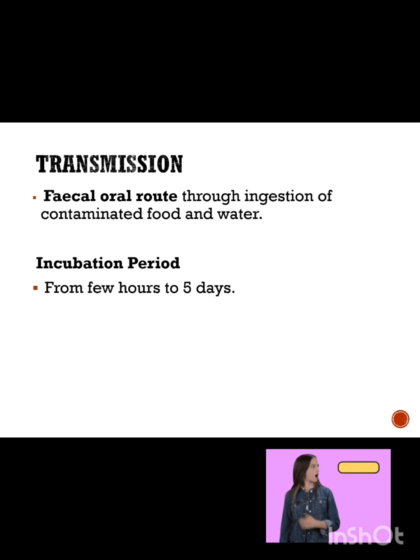The incubation period is a few hours to 5 days. So if you get in contact with the Vibrio cholerae today, within a few hours, the signs and symptoms such as vomiting and diarrhea will start showing. Or if, let's say, your immunity is quite strong, you might start getting the symptoms after 5 days.